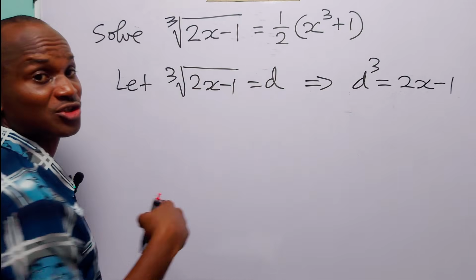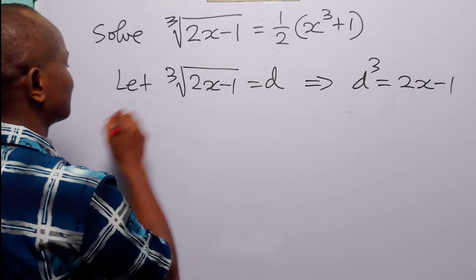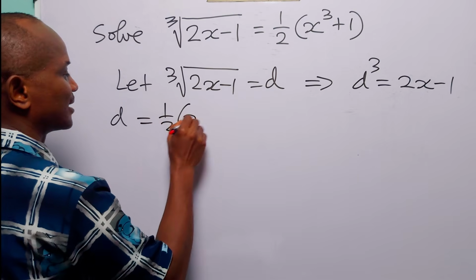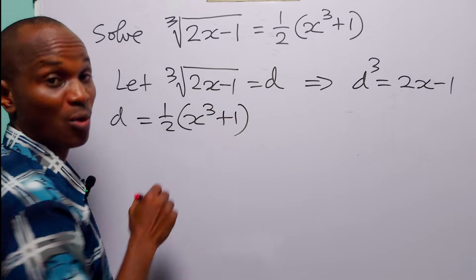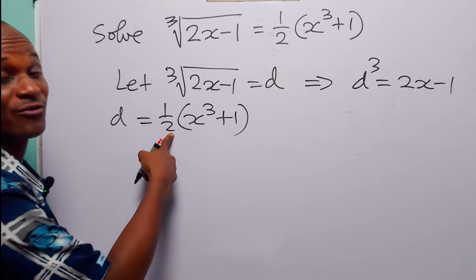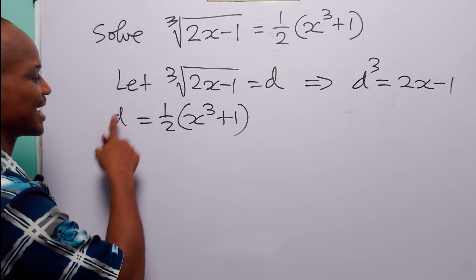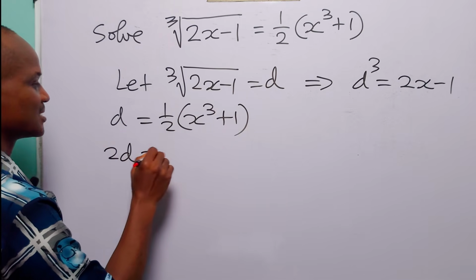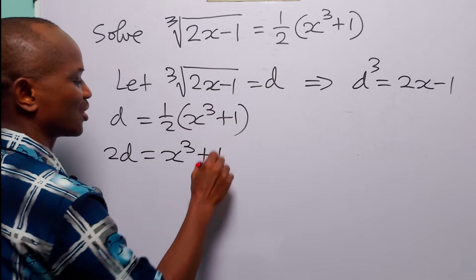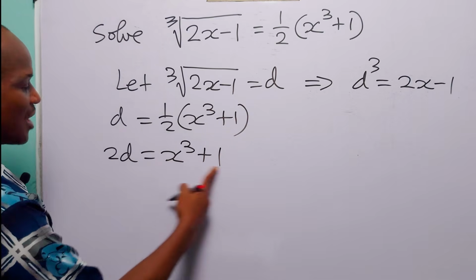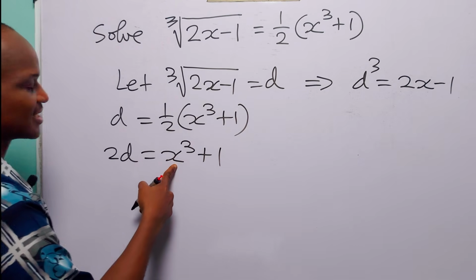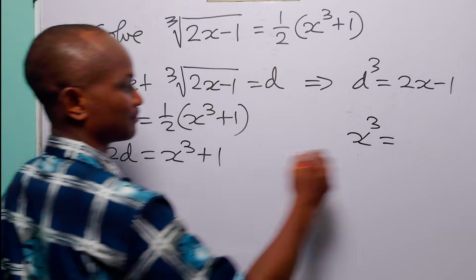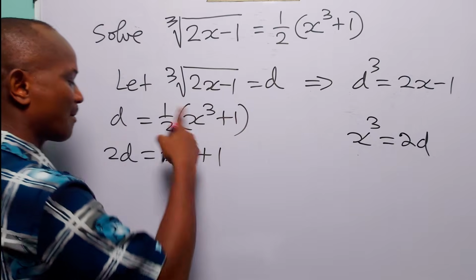Now, from the original equation, you can see that d is equal to half times x cubed plus 1. Now, to get rid of this half on the right-hand side, we multiply both sides of this equation by 2. When we do that, we have that 2d is equal to x cubed plus 1. And of course, when we rearrange this equation, we have that x cubed is equal to 2d minus 1.